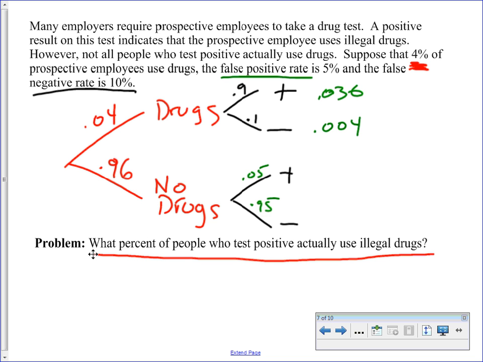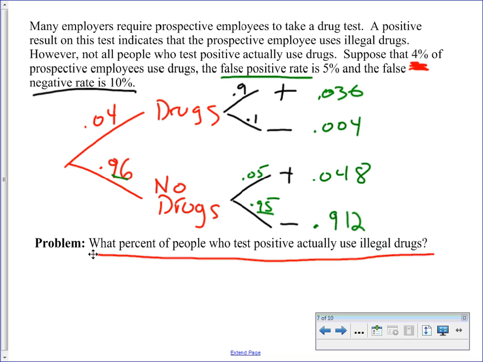This at the very bottom, people who don't take drugs and test negative is 0.912, right? That's just 0.96 times 0.95. And then this last one is 0.05 times 0.96, and that gives me 0.048, or about 4.8%.